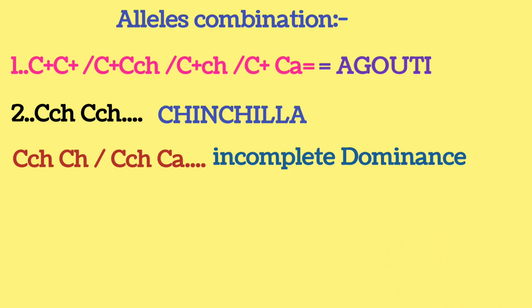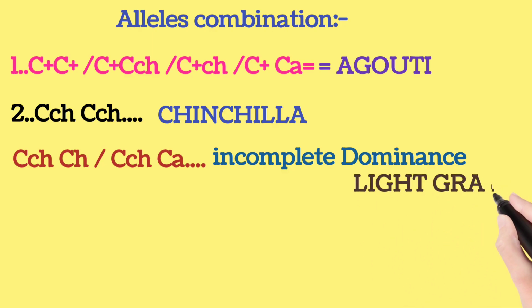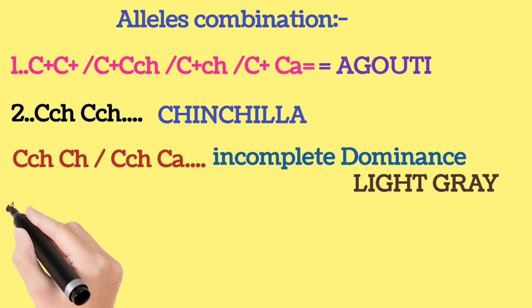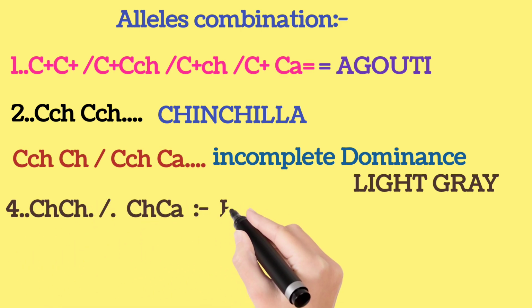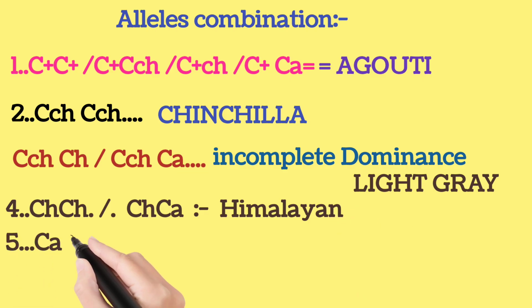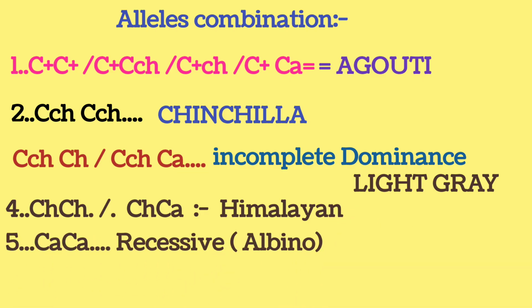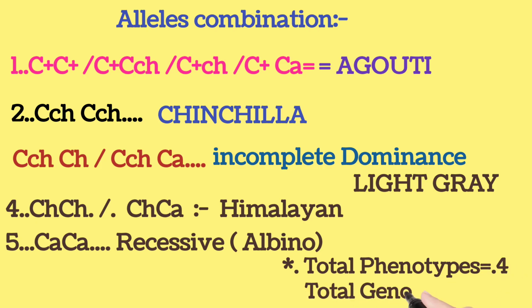As you know, here the grey color is formed by incomplete dominance due to the interaction between two different alleles. So this is a distinctive example in multiple allelism to show incomplete dominance. Now we have Himalayan color and recessive color in the population also. It was all about coat color of rabbit. Now it has total phenotypes 4, total genotypes 10.